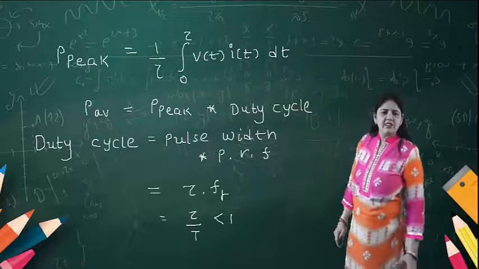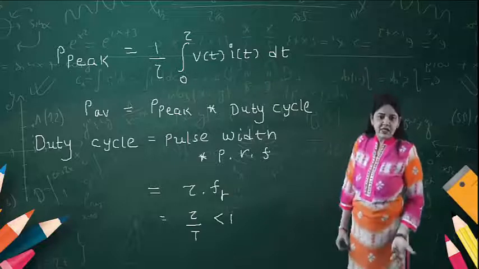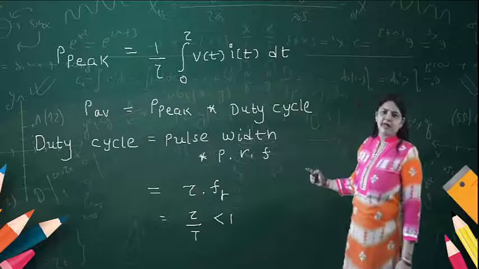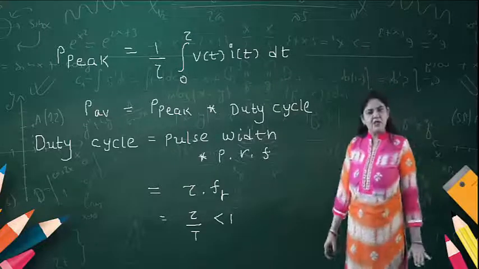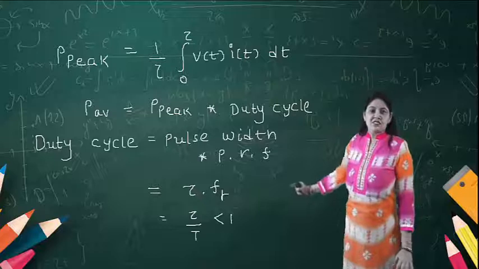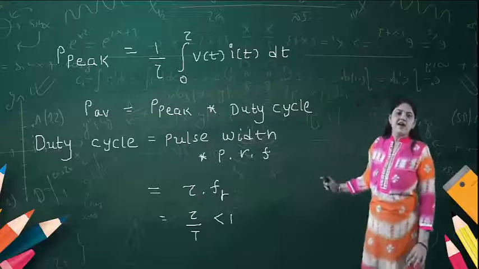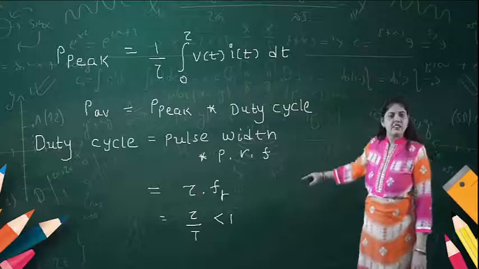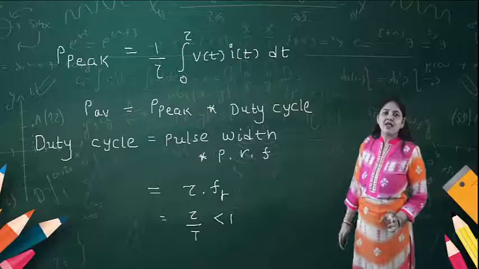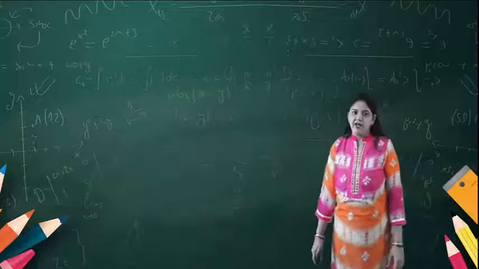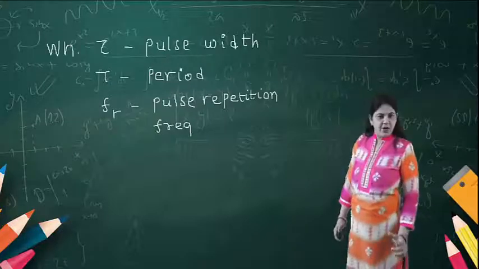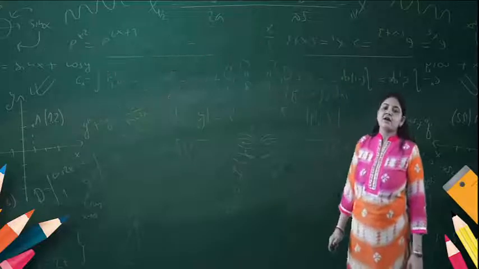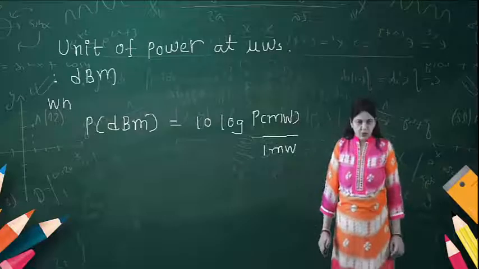Suppose tau is the pulse width. We put the tau value here: tau multiplied by Fr, where Fr is the pulse repetition frequency, and Fr is 1 by T. So it is tau by T, and that tau by T is a value less than 1, where tau is the pulse width, T is the period, and Fr is the pulse repetition frequency.